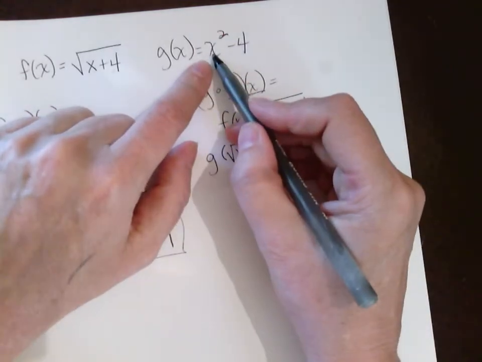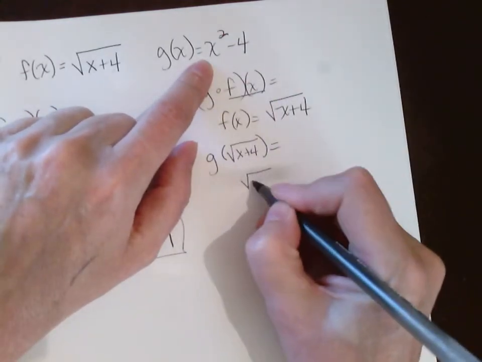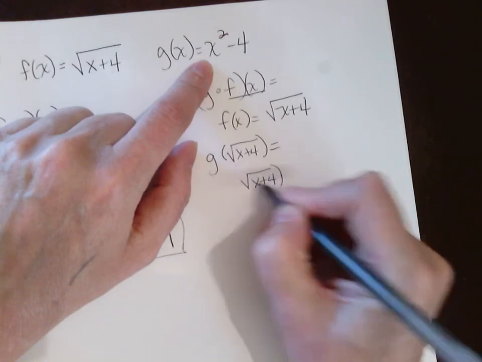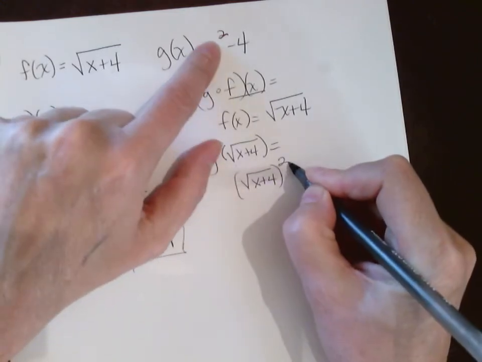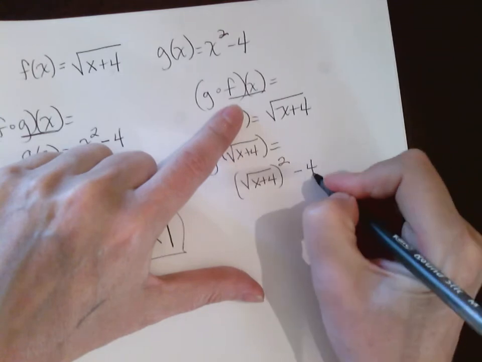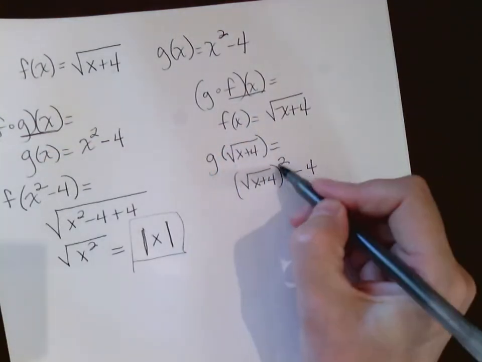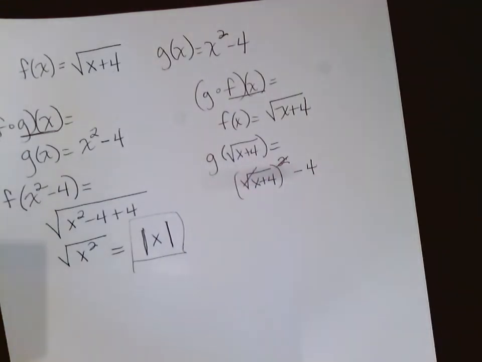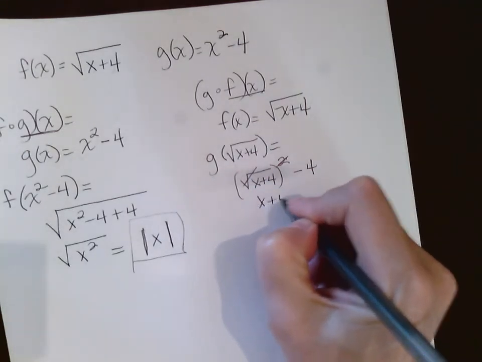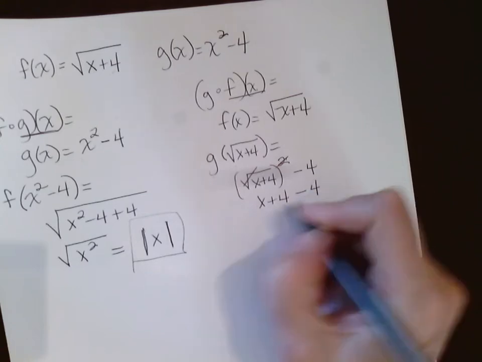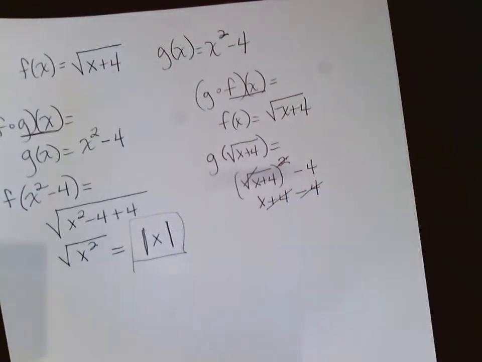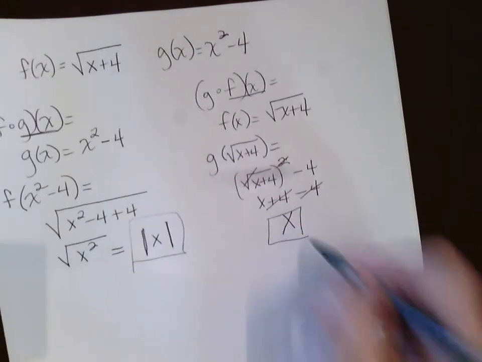So right off the bat, there's an x. So I'll replace it with the square root of x plus 4 squared. Bring down the minus 4. Now, look what happens. If you have the square root of something squared, it's like these two things cancel each other out. So I'm actually just left with x plus 4 minus 4, and the plus 4 minus 4s cancel out. So I am just left with x for that answer.